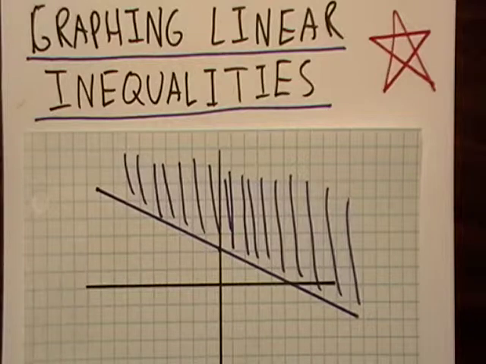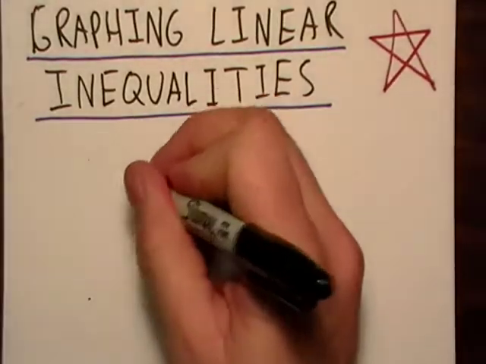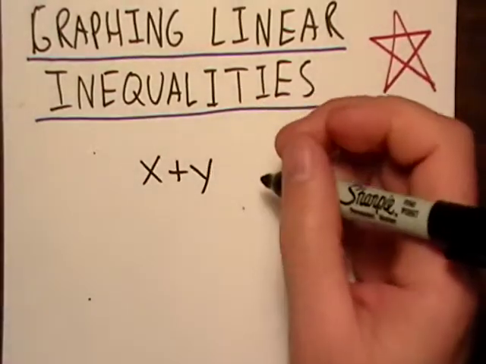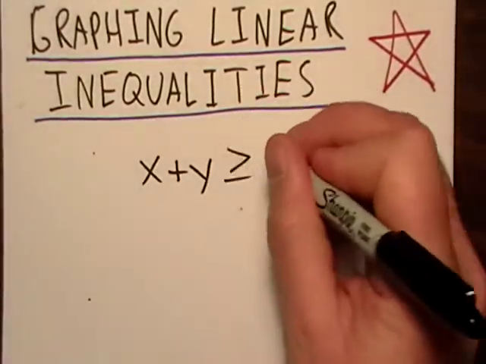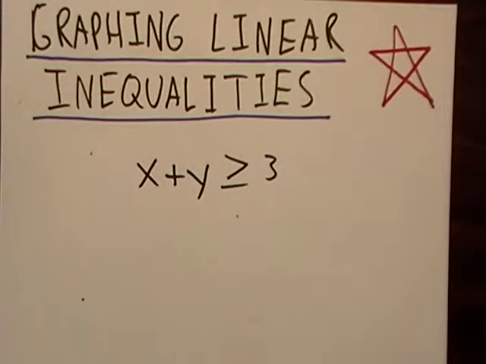Okay, so the goal is basically to do exactly what we've just been doing and draw the actual line, and then we find the shaded region. So let's just dive right into it. First I have x plus y is greater than or equal to 3.